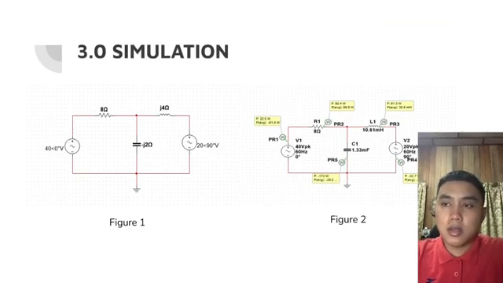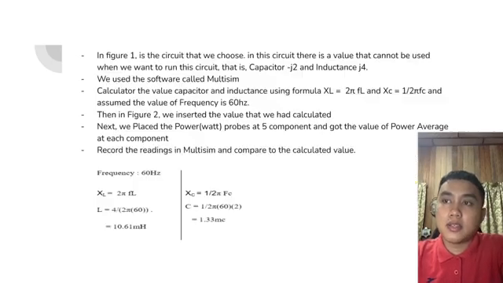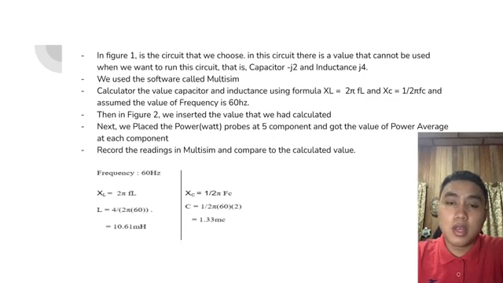First, as you can see in this slide, there are two figures, figure 1 and figure 2. The first figure has the values similar to the question, and figure 2 is the circuit where we have put in the values of C and L that we calculated. Figure 1 is the circuit that we chose. In this circuit, there are values that cannot be used when we want to run it, that is the capacitor negative j2 and the inductor j4.